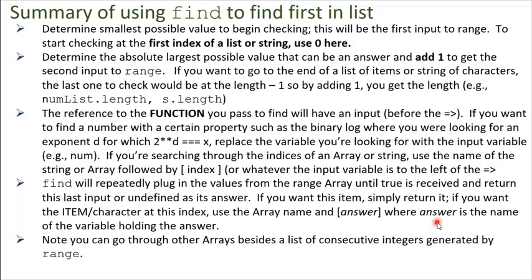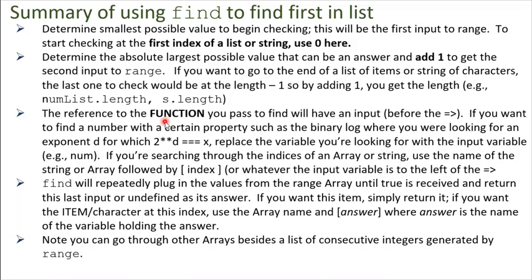So in general, you want to stop at the length minus 1, or again, for range, you're putting s.length or numList.length because you'll stop 1 before that. Okay, so the next thing you want to do is figure out what you're going to put as the function that you're going to pass to find.